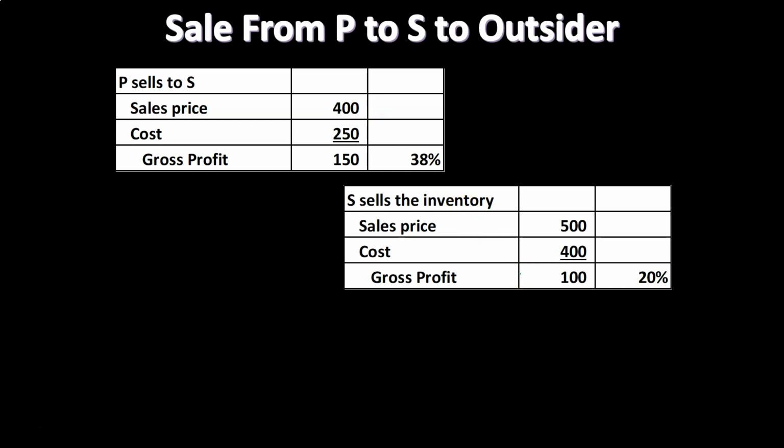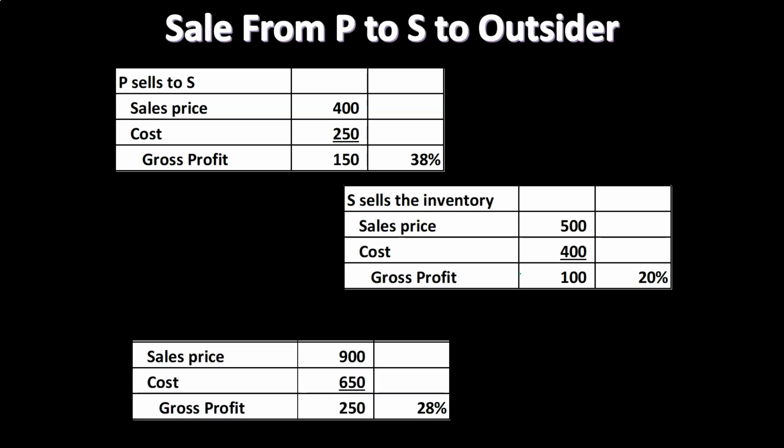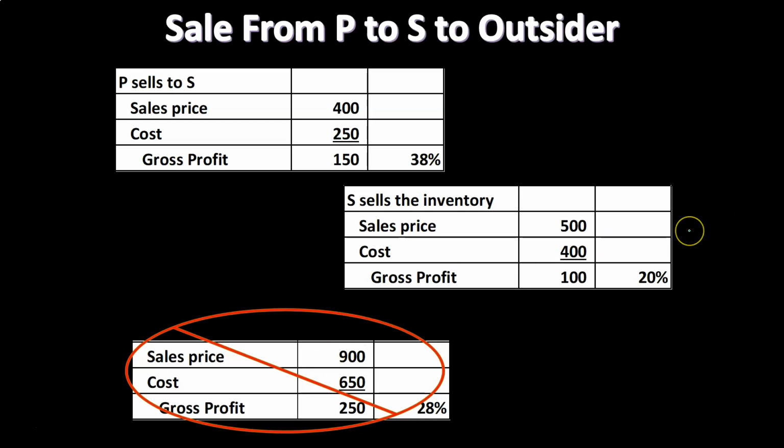So if we were to add those up, the 400 and the 500 means there's 900 here of sales price, and then the cost of goods sold is going to be the 250 and the 400 for the 650. So you can see that's not correct. That's going to be overstated due to this intercompany transaction. Now, this transaction is legitimate to the extent that it went to an outside party. However, it's not completely correct. So how can we fix this?